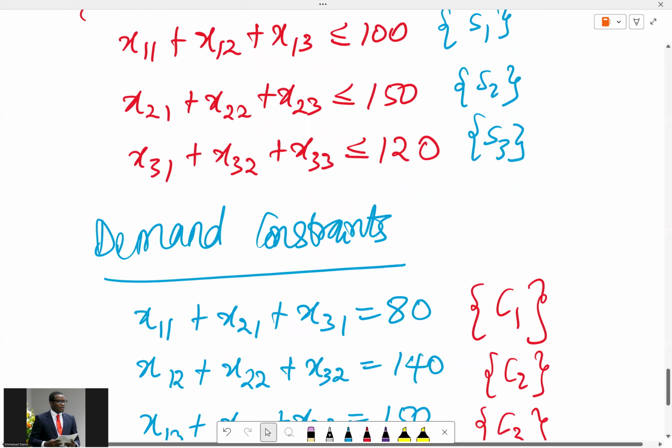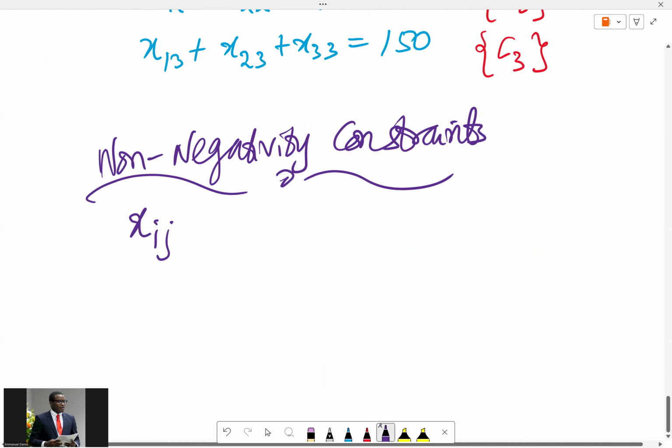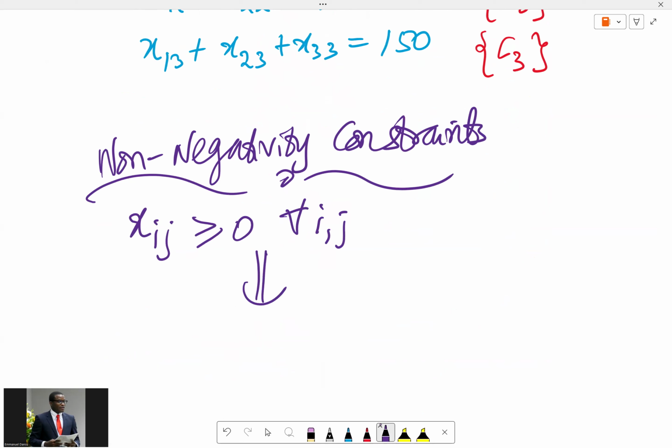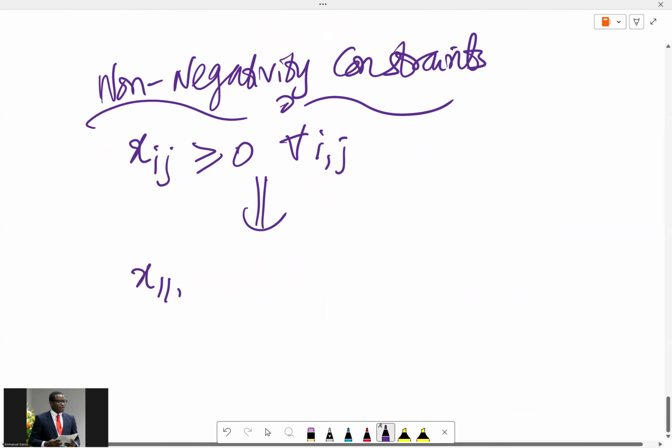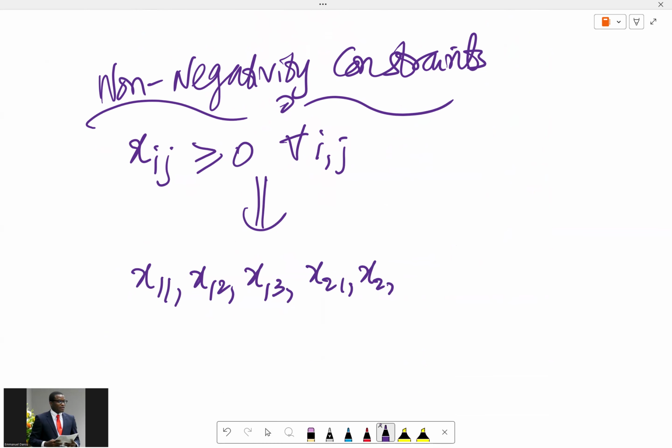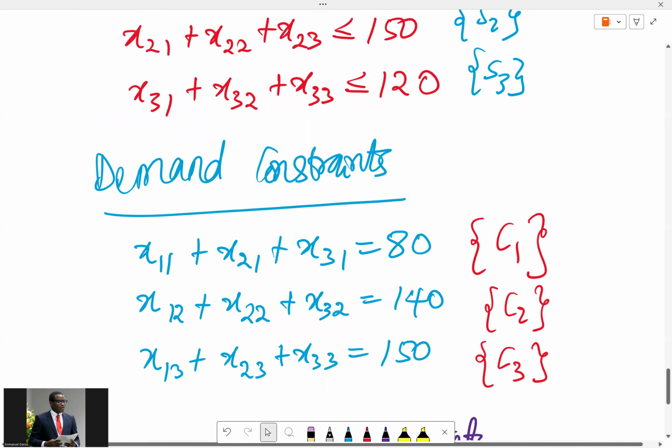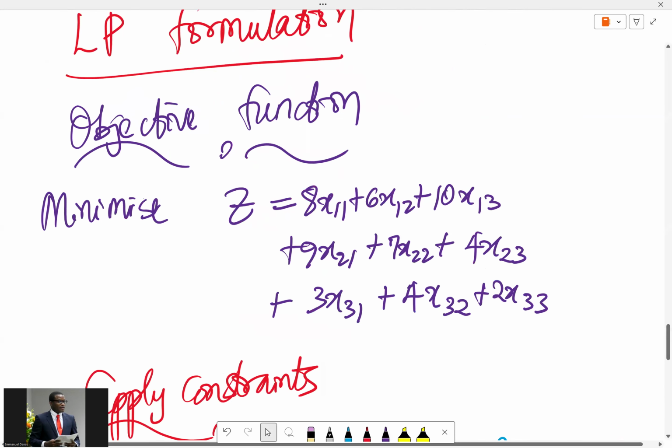Okay, so that will be all the xij's greater than or equal to 0 for all i, j. In essence, that's simply saying that x11, x12, x13, x21, x22, x23, x31, x32, x33 are all greater than or equal to 0. That's what that simply implies. So now the problem has been formulated and we can solve it using the simplex method.